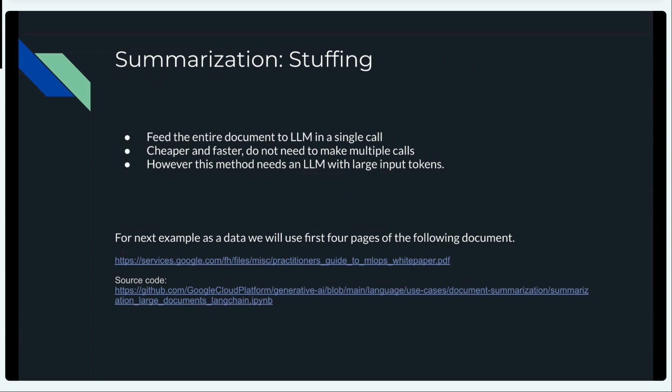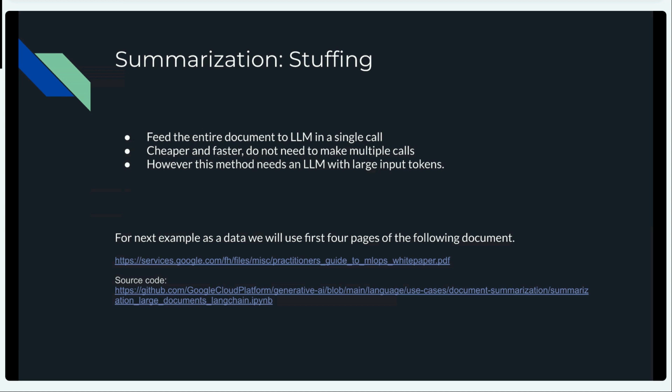But the out of the box or the default model which works with 2,000 tokens will not work for you, because again, your LLM prompts are limited by the size of your input tokens. The good thing about the stuffing method is it is faster and it is cheaper, because you don't have to make multiple calls whenever you use this method.